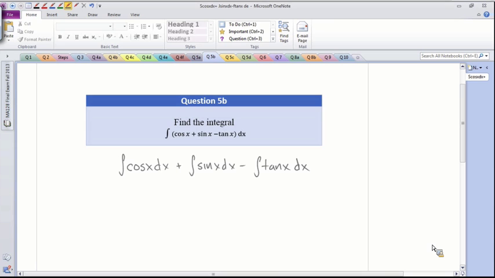So let's start. What's the antiderivative of cosine x? It's going to be sine x. And the antiderivative of sine x is negative cosine x.